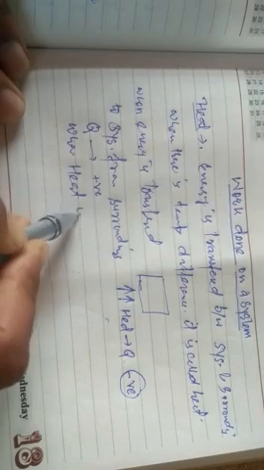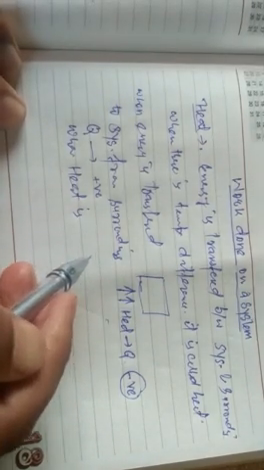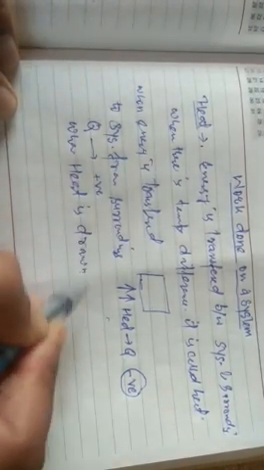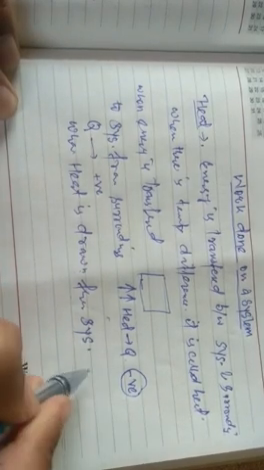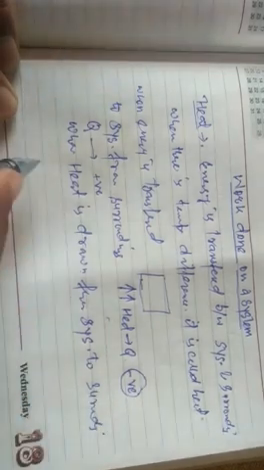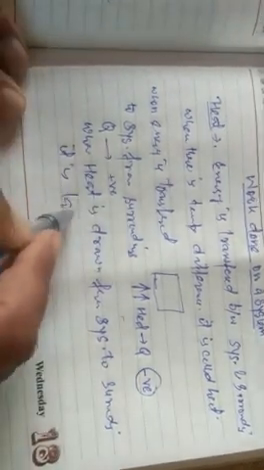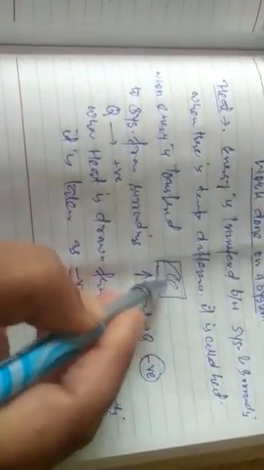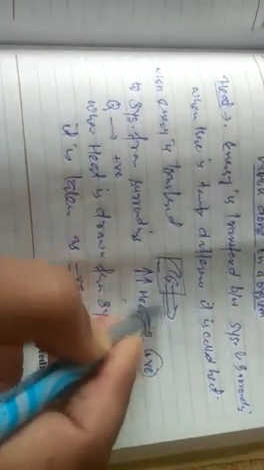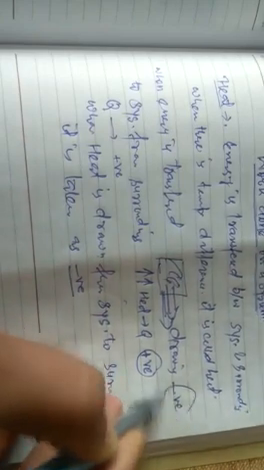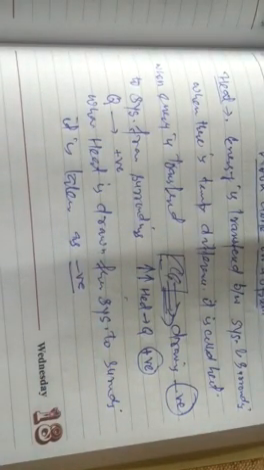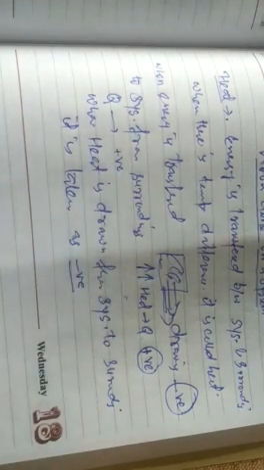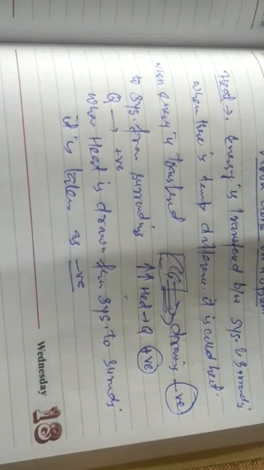And when heat is drawn from the system to the surrounding, it is taken as negative. So you have to remember, heat given to a system is taken as positive, because energy is given in the form of heat. But if we are drawing heat from this very system, that is taken as negative, because that heat is drawn from the system.